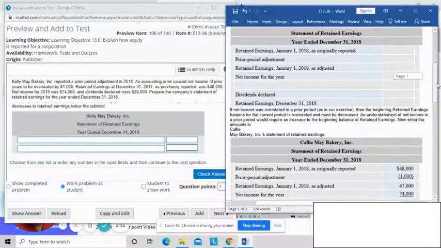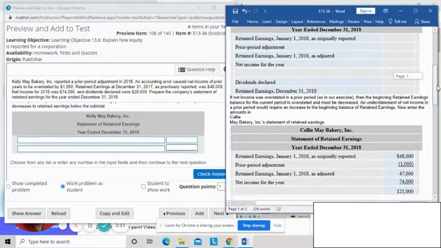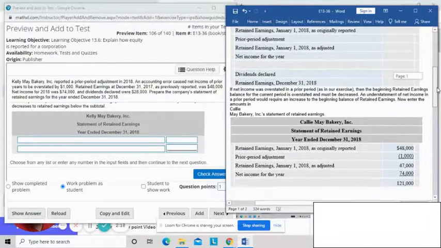If the net income was overstated in our prior period, as in this problem here, then the beginning balance for the current period is overstated and must be decreased. An understatement of net income in a prior period would require an increase to the beginning balance of retained earnings. Now I will enter the amounts for the Kelly May Bakery in the retained earnings.